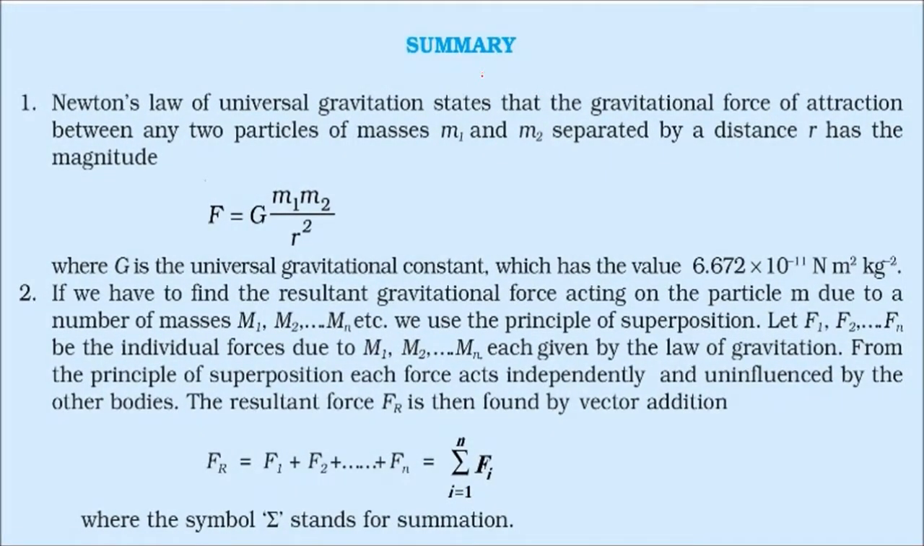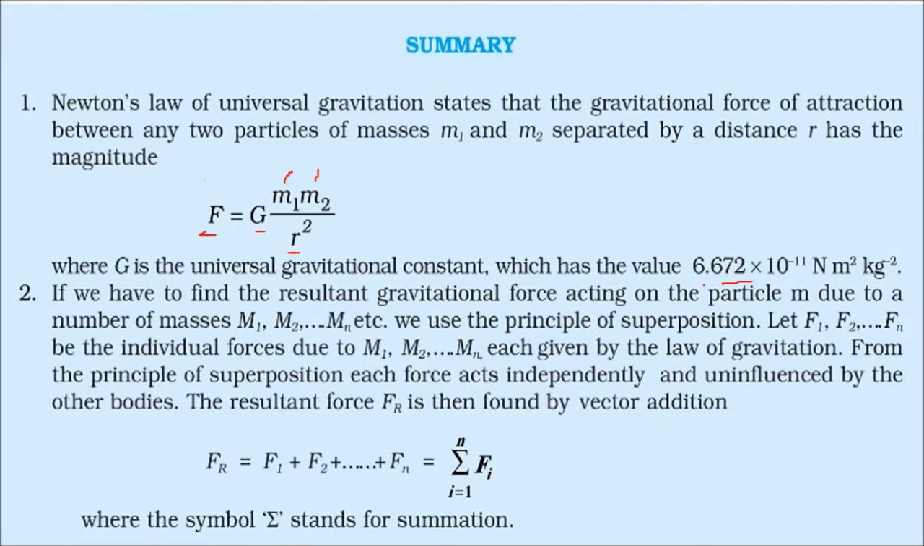Let us summarize. Newton's law of universal gravitation states that the gravitational force of attraction between two particles of mass m1 and m2, which are separated by a distance r, has the magnitude F equal to G m1 m2 divided by r square. This G is the universal gravitational constant whose value is 6.672 into 10 to the power minus 11 Newton meter square per kg square.